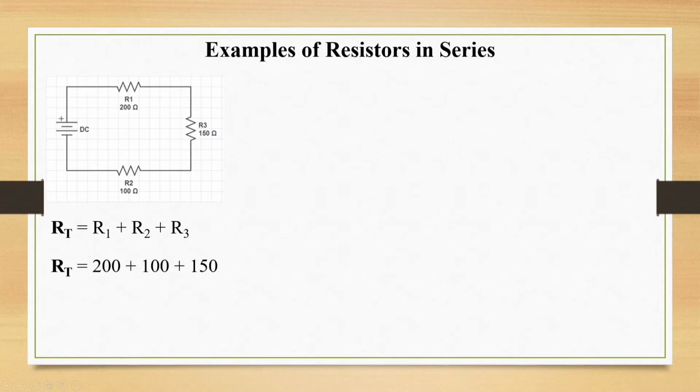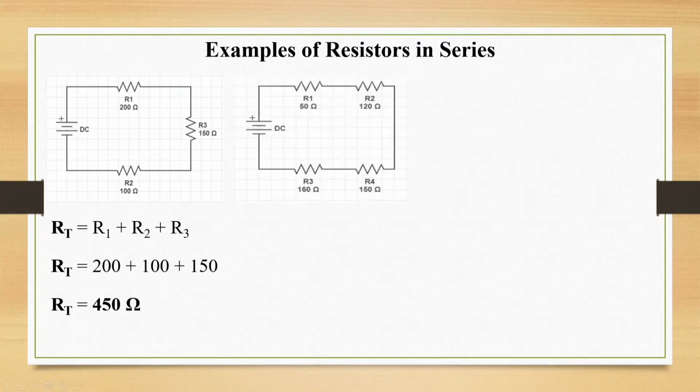After substitution of your values, you perform the operation, addition. So 200 plus 100 is 300, plus 150, we have 450 ohms. So the total resistance of this figure is 450 ohms.